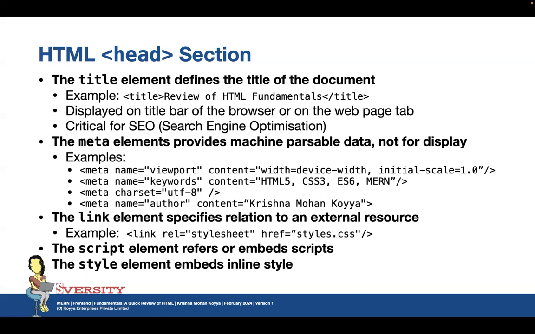The other important tag of HTML is meta. There can be any number of meta elements. Title is only one, whereas meta elements can be any number. And they provide some machine parsable data. In the sense, the machine, the browser, is the one which parses this to gain some insights into the document. And it is not meant for any display or anything like that. It's not meant for display.